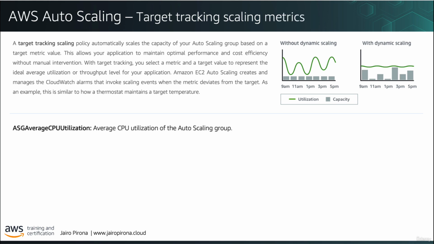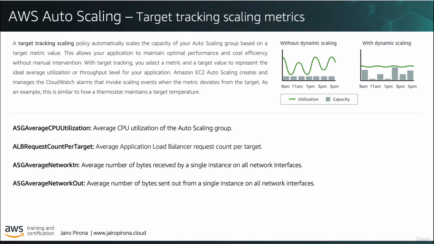Target tracking scaling policies support four metrics. The first metric is ASG average CPU utilization, which is the average CPU utilization of the auto-scaling group. The second metric is the average count of application load balancer requests per registered target. The third metric is ASG average network in, which is the average number of bytes received by an instance on all network interfaces. And the fourth metric, ASG average network out, which is the average number of bytes sent from an instance on all network interfaces.